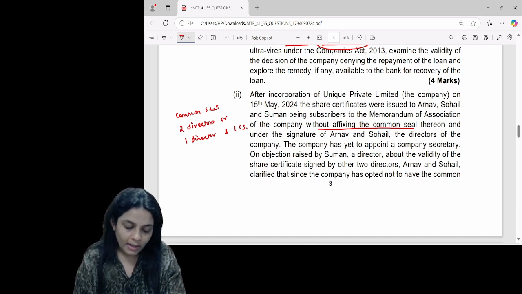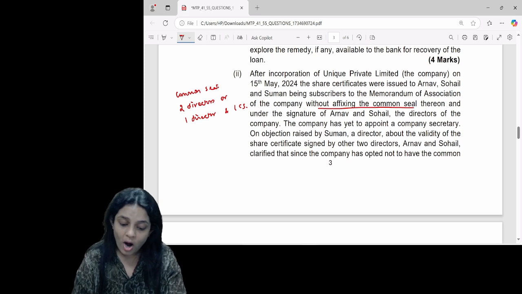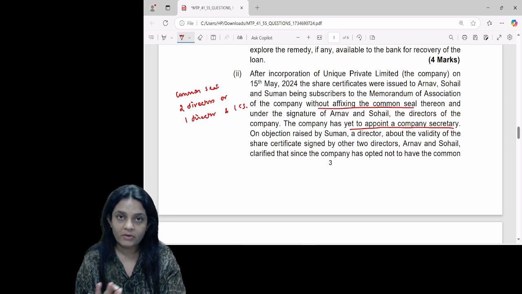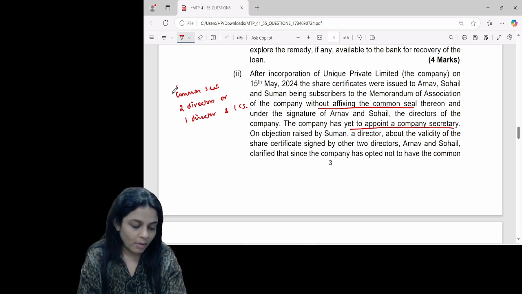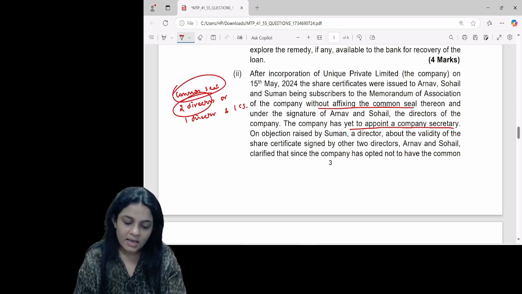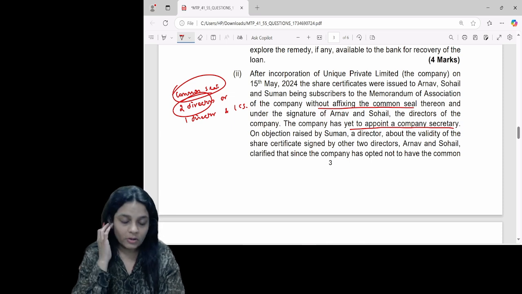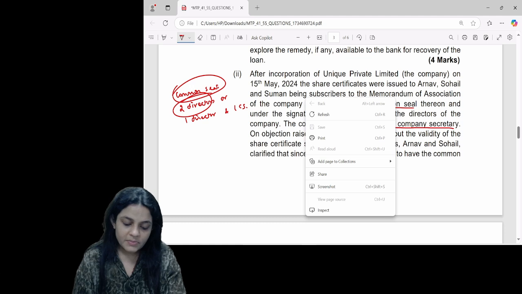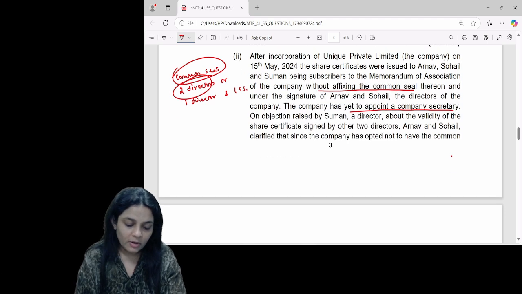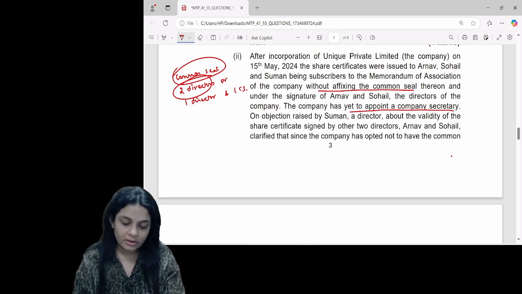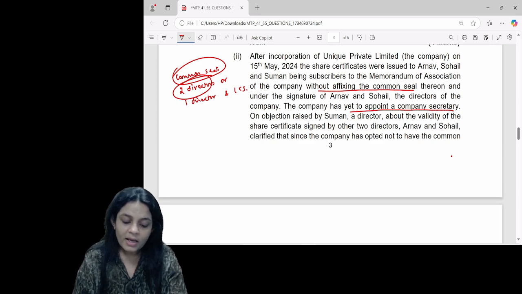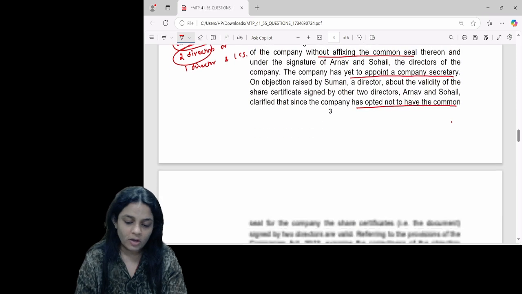So, thereon and under the signature of Arnav and Sohail, the directors of the company. The company has not yet appointed a company secretary. Then who will sign it? Common seal or 2 directors. They are saying, okay, common seal they did not put. On objection raised by Suman, a director, about the validity of the share certificate signed by the other 2 directors, Arnav and Sohail clarified that the company has opted not to have the common seal.